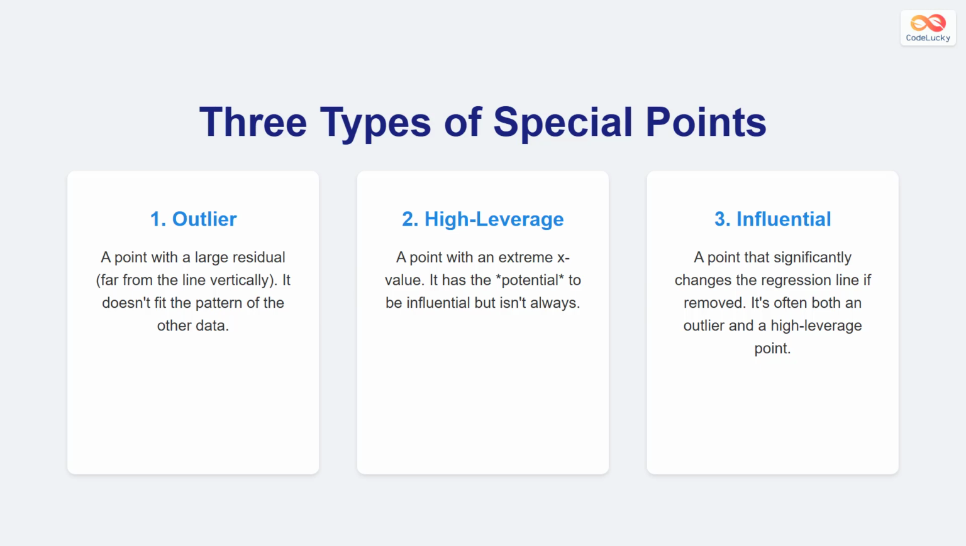Let's summarize the three types of points we've discussed. First, an outlier is a point that has a large error, meaning it is far from the regression line vertically. Second, a high leverage point has an extreme X value. And third, an influential point is one that actually causes a big change in the regression analysis, and it's often a combination of the first two.